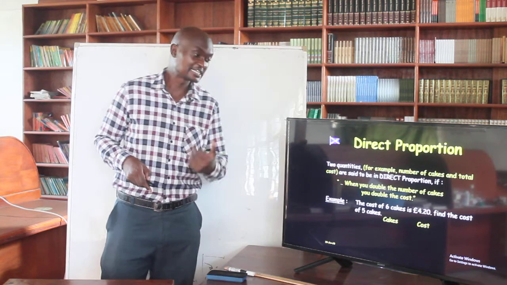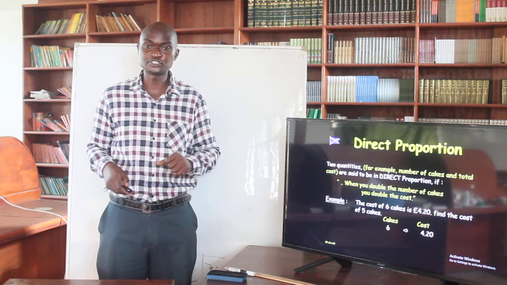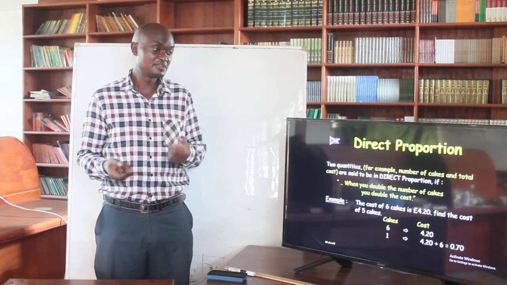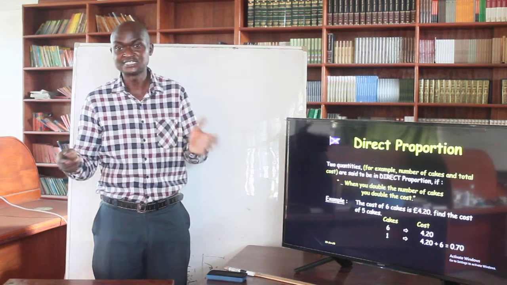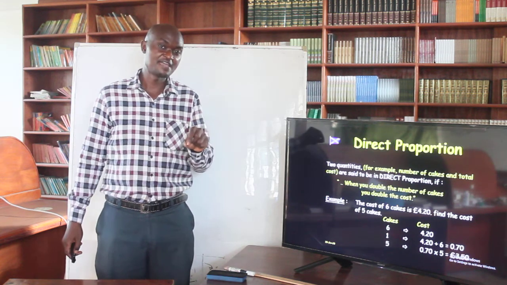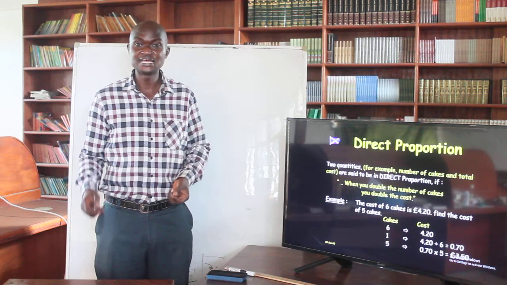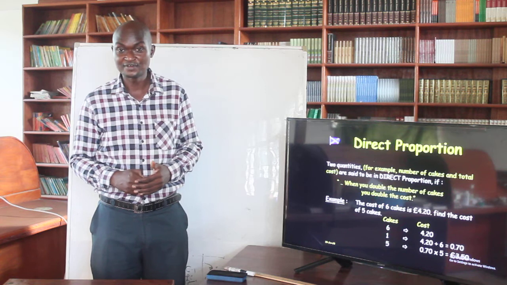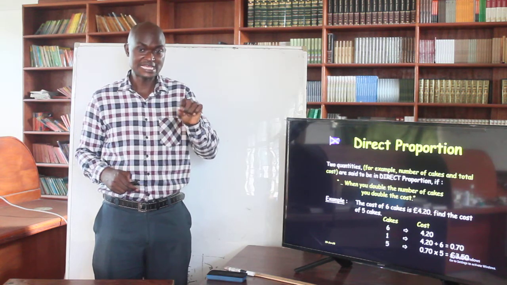Okay? So let's take this example, cakes and cost. 6 cakes cost 4.20 pounds. What about 1? 1 will mean we divide that by 6 and we get 0.70 pounds or 70 pence. Now that means 5 should be 70 pence multiplied by 5, and that gives me 3.5 pounds. So 5 cakes will cost me slightly less.